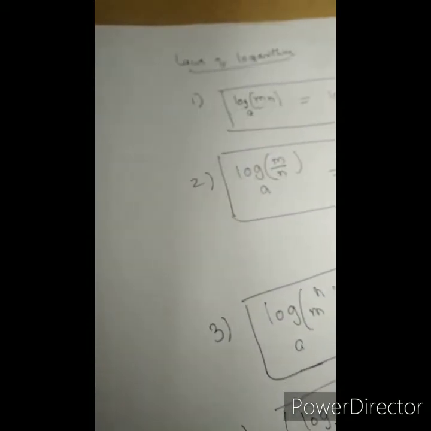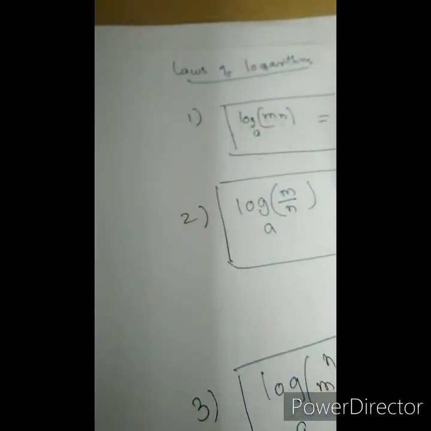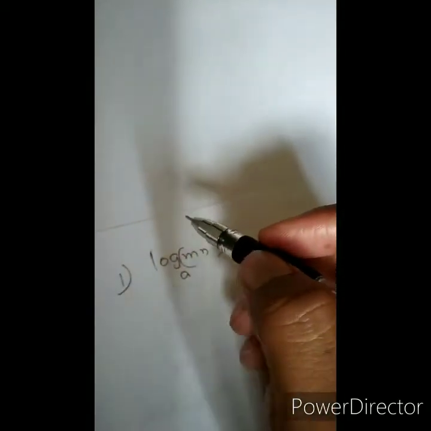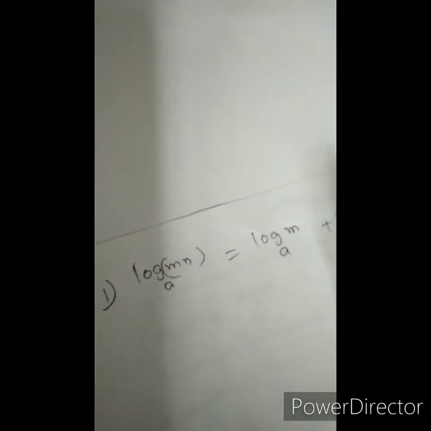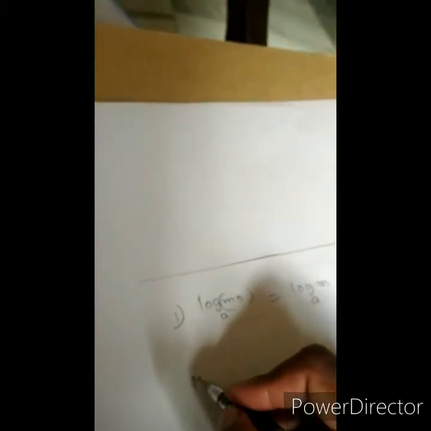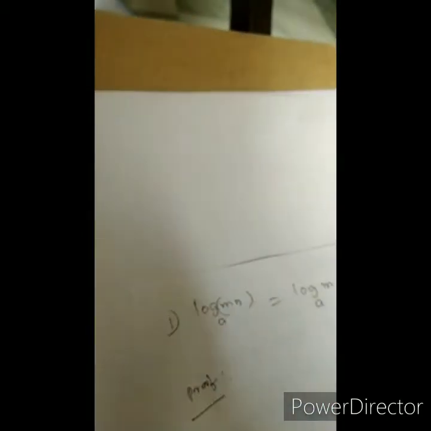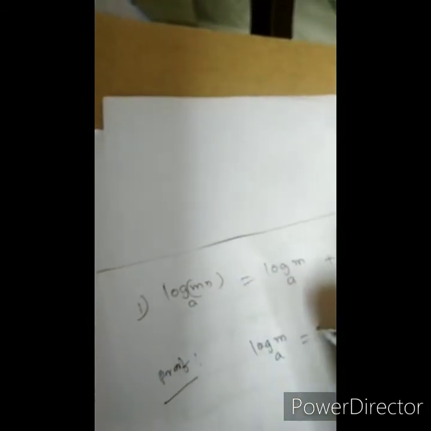Okay. Now I'll prove this one. First one: how does logarithm mn to the base a equal log m to the base a plus log n to the base a? First, I want to prove log mn to the base a is equal to log m to the base a plus log n to the base a. How do you prove it? First, I'll take logarithm of m to the base a is equal to x.